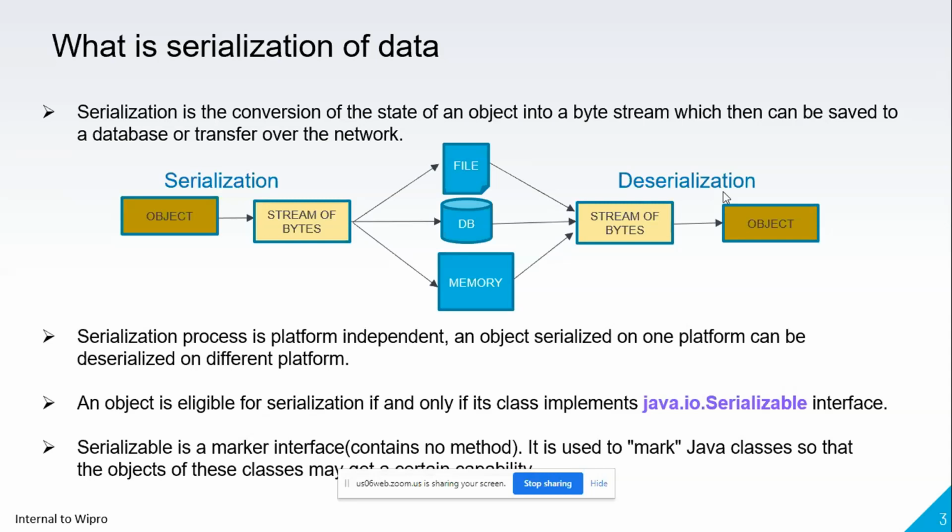Now, Serializable is a marker interface, also known as a tagged interface. Marker interfaces and tagged interfaces are interfaces which have no data member and no method. They are used to mark Java classes so that the objects of these classes may get a certain capability. So if you mark your class as Serializable, it tells the JVM that the object of this class is ready for being written to and read from storage or over the network.